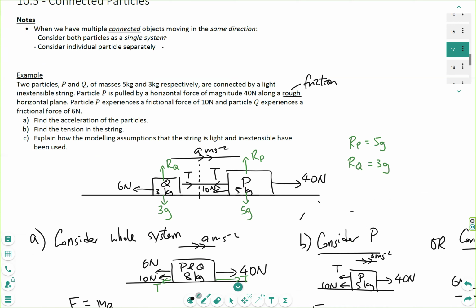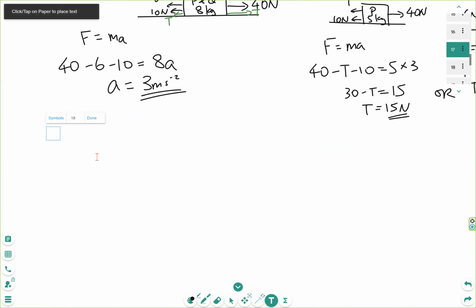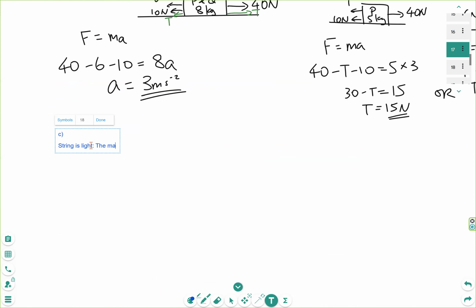Now, there are two assumptions in here. I did explain about inextensible. What about light? Everyone knows my writing is not very nice, so I'm going to type it up. So, part C. The string is light means the mass of the string is neglected. Or you can say the tension is the same across the whole string.